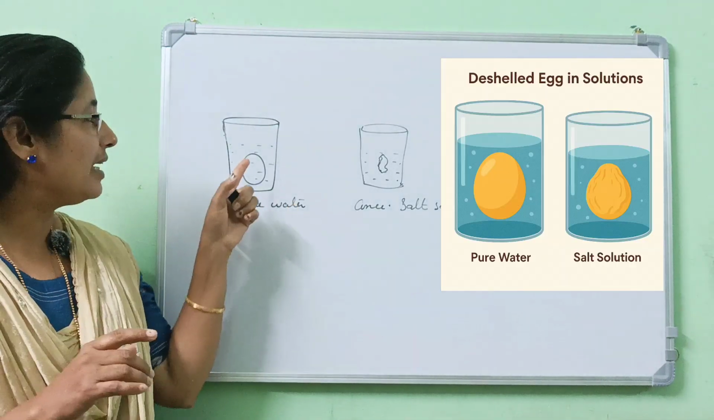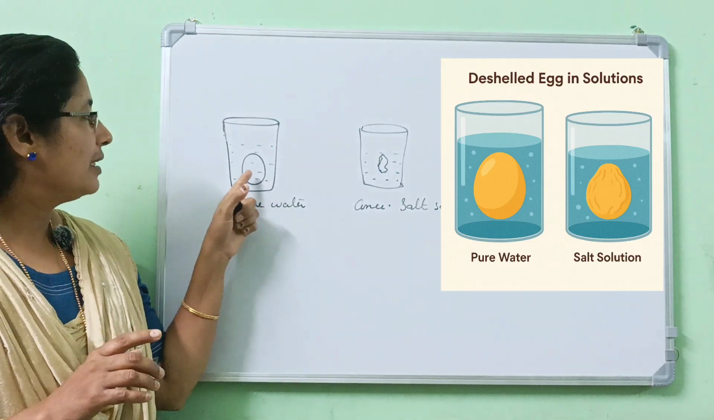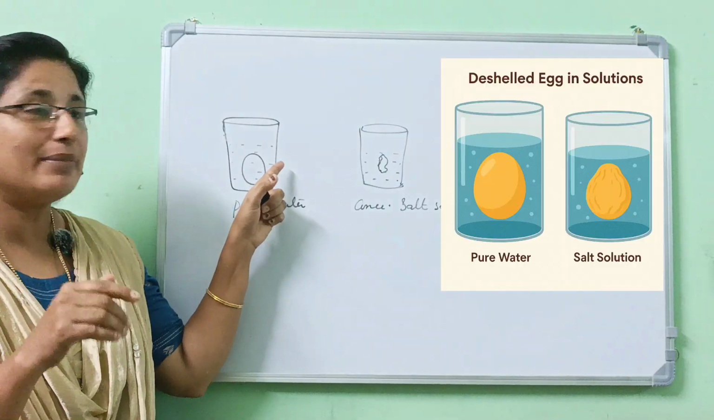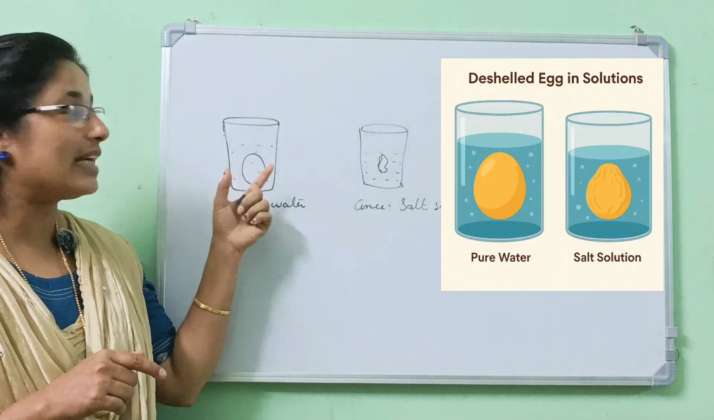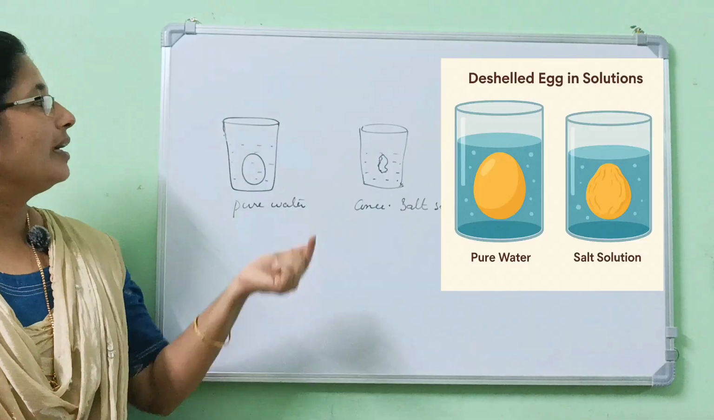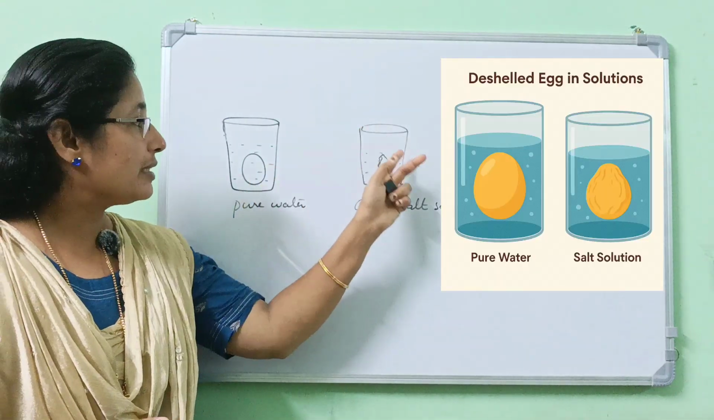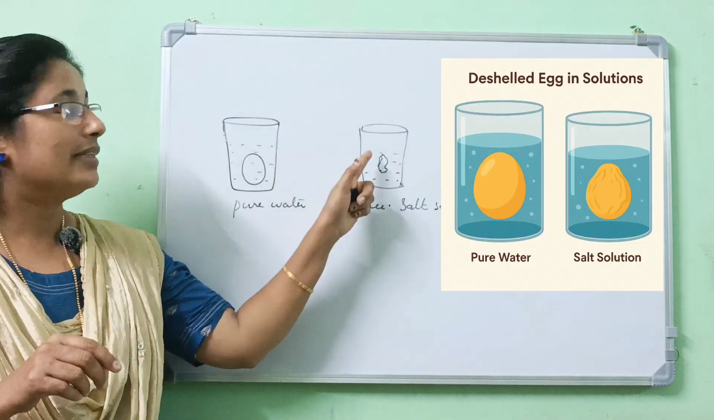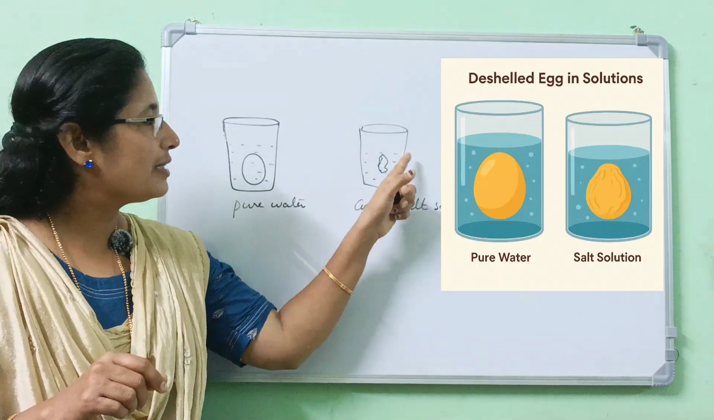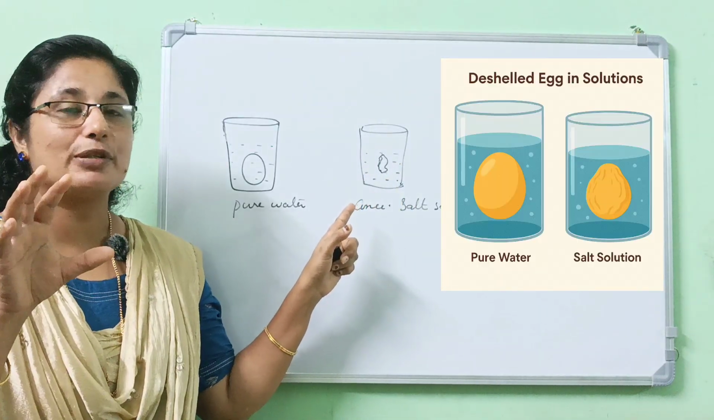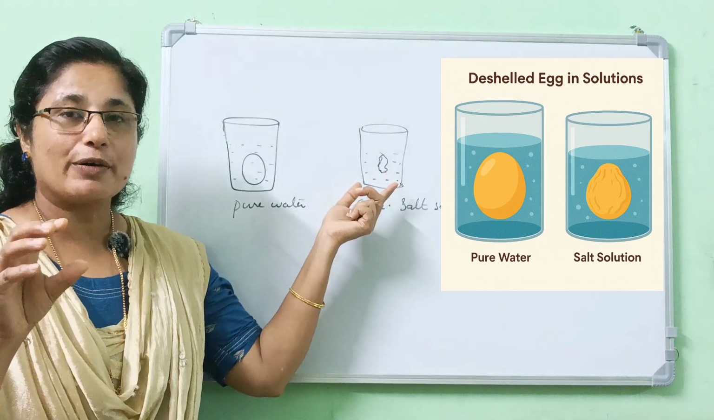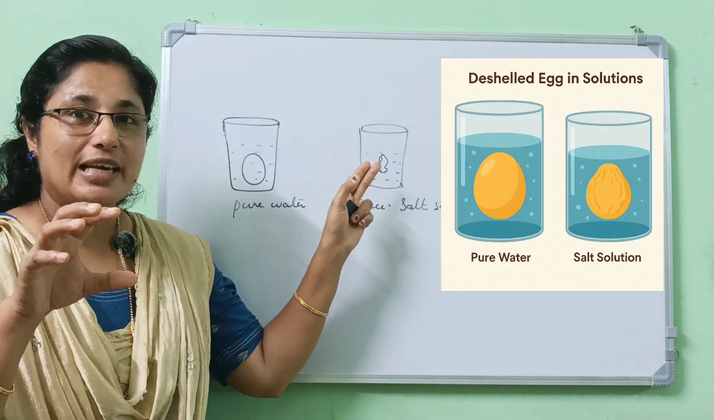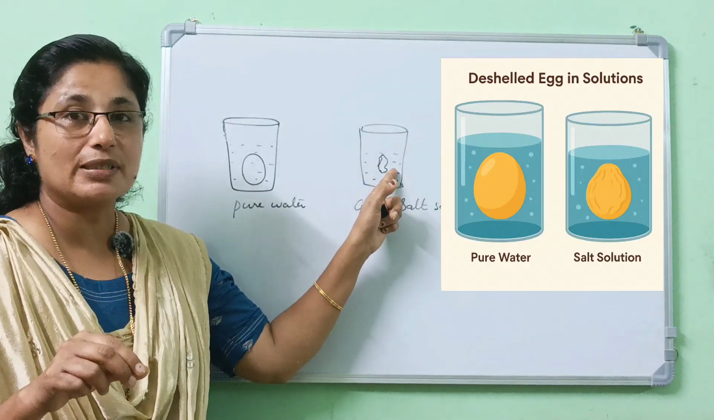After 5 minutes, what happens? The egg swells, because the concentration of water is higher in the surrounding medium, so water enters the egg, and as a result the egg swells. But if we place the same egg in a concentrated solution and observe after 5 minutes, the egg shrinks instead of swelling. Why? Because in the concentrated salt solution, the concentration of water is much lower than inside the egg, so water moves out of the egg cell into the concentrated salt solution.